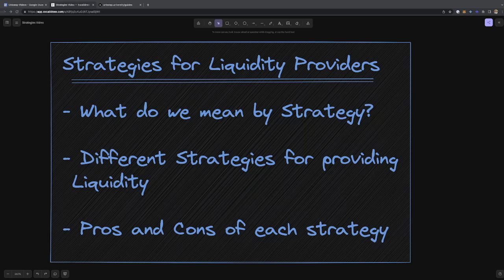In this video, we are going to look at various strategies which liquidity providers can use while adding liquidity into Uniswap V3. Before we look at those strategies, we'll first try to understand some of the basics. That is, what do we mean by a strategy and why is it needed? Next, we'll look at all the different strategies which liquidity providers can use while adding their liquidity. And then we'll discuss each of these strategies in detail and look at the pros and cons of each of these. So let's get started.